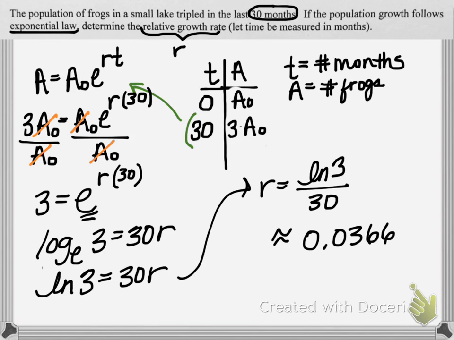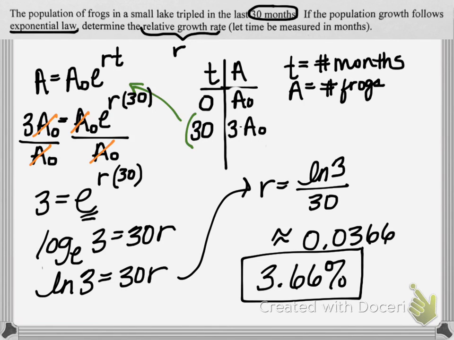0.0366. So multiplying by 100, or moving your decimal 2 places to the right, will get our percentage, which is about 3.66%. And there's my relative growth rate.